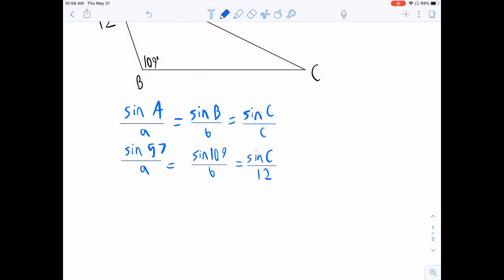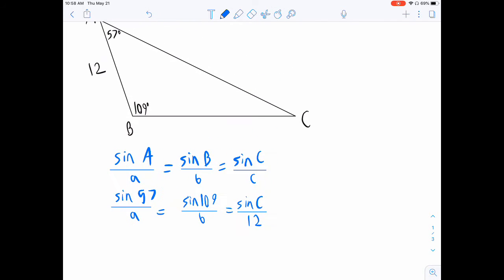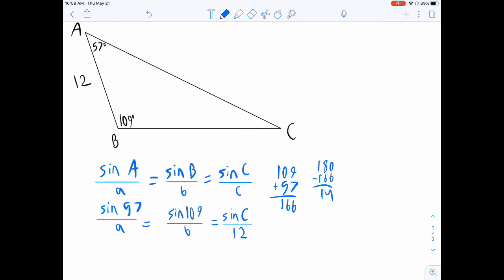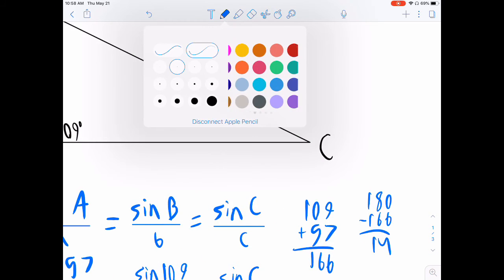We can simply do this by noticing that we have two angles being 109 and 57, and we add the two together, and we get 166. We subtract that from 180, and we get 14. And so we know that angle C is equal to 14 degrees.